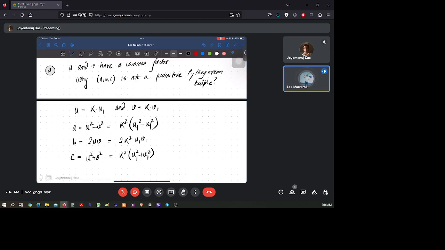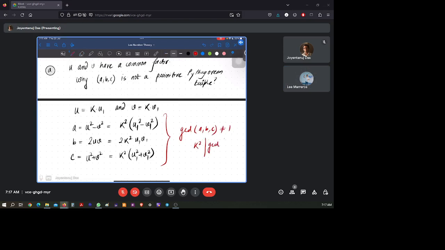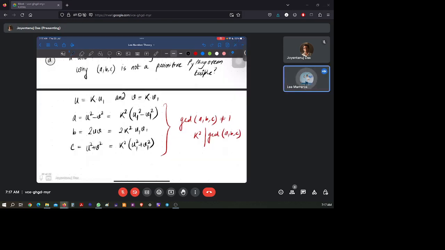Now if I take the GCD of ABC, then it is not equal to 1, because at least K square divides our GCD. Each of the terms has a common factor of K square. Here K square is there, here K square is there. So this GCD is not equal to 1. So this implies that ABC is not a primitive one.